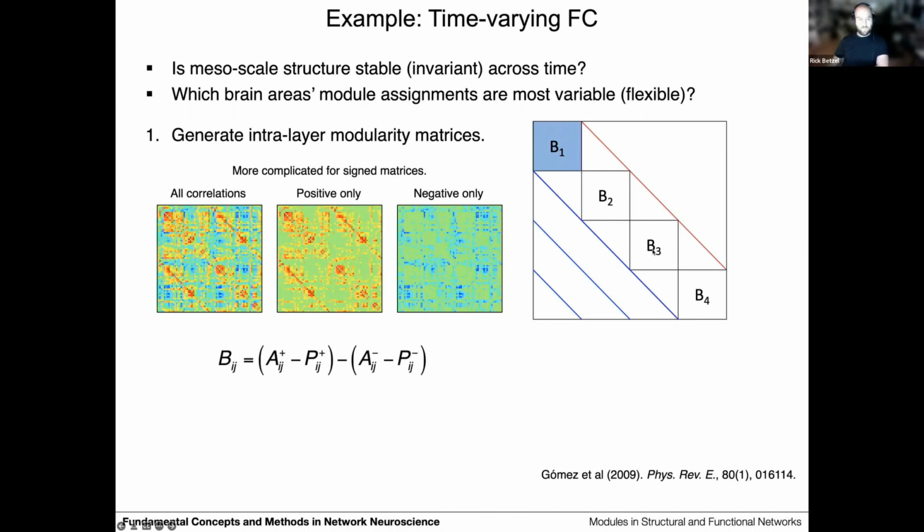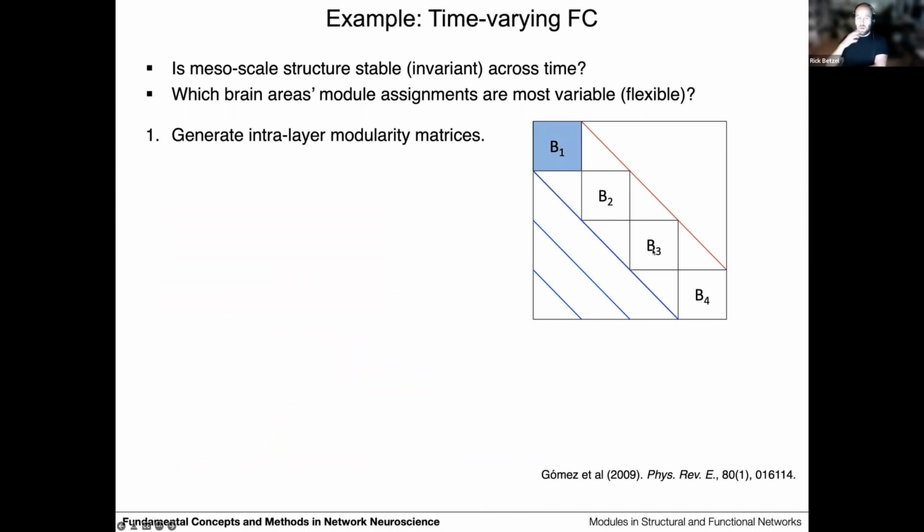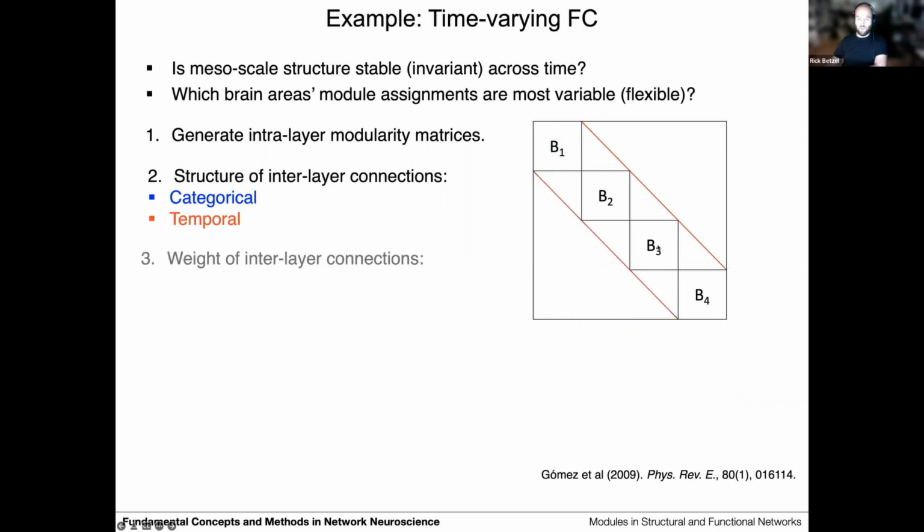I'm going to skip this part, but we can create an intra-layer modularity matrix, one for each of the layers. This is an example of a temporal network. So we are going to add interlayer links between temporally adjacent windows only. And we have this final conundrum of choosing the weights of those interlayer links.